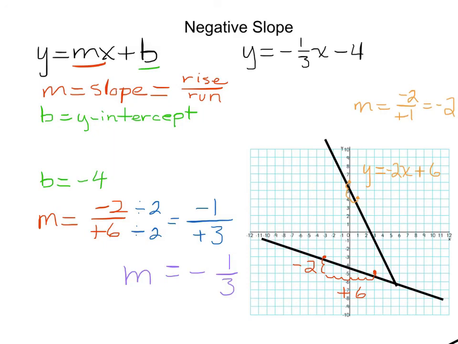So our final equation is y equals negative 2x plus 6, and that's for the second line right here, where the y-intercept was positive 6, which we saw right here, and our slope was negative 2, which is down 2 and over 1. The rise over run is negative 2 over positive 1. There you go. That is how we find an equation of a negative line using a graph.